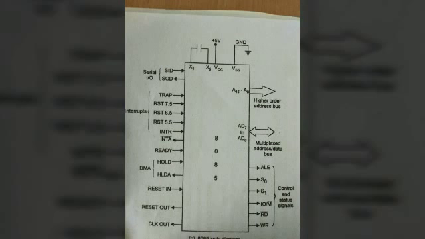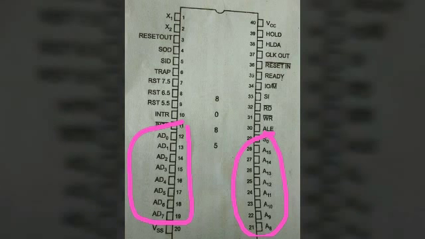It consists of 6 groups: address bus, data bus, control and status signals, power supply and frequency signals, externally initiated signals, and serial I/O signals. We are going to discuss them one by one. Address bus. 8085 has 16 address lines.